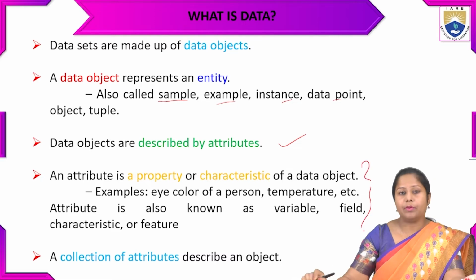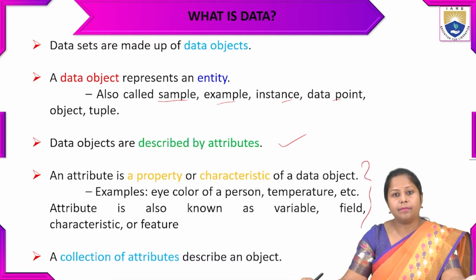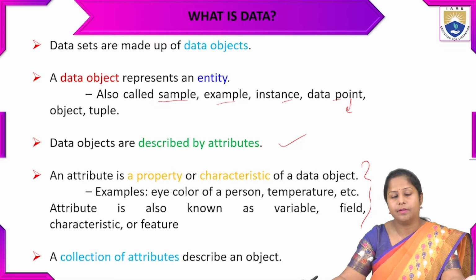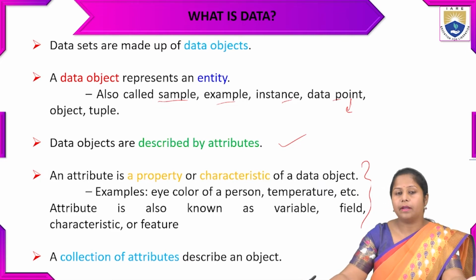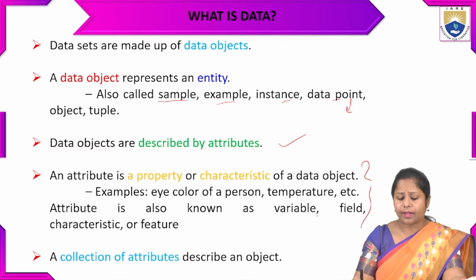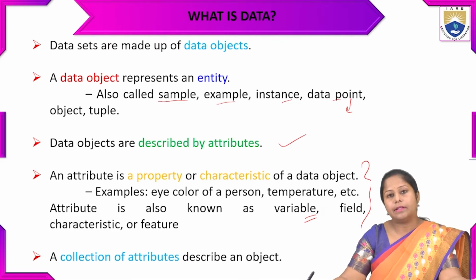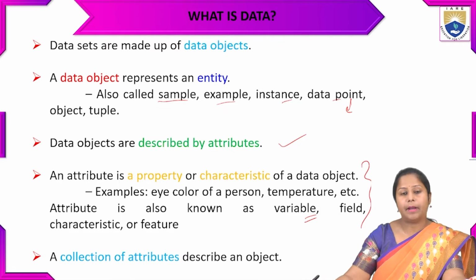Now, what is an attribute? The attribute is a property actually. This is the characteristic of a data object. An attribute is the characteristic of that data object that we were calling a data point, instance, or object. That is nothing but the property. An attribute can also be taken as a variable. It can be called a feature, characteristic, or field. These are the other names of an attribute.